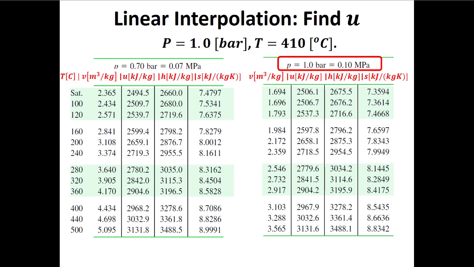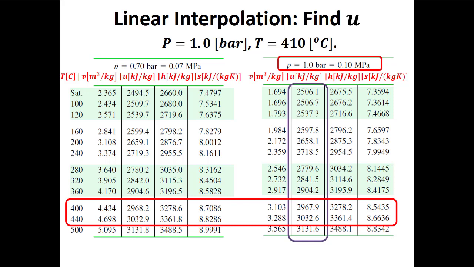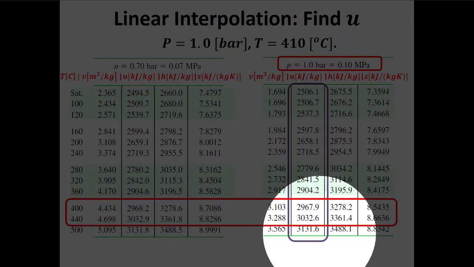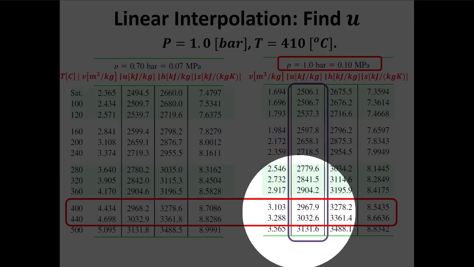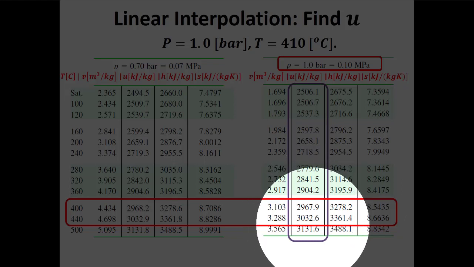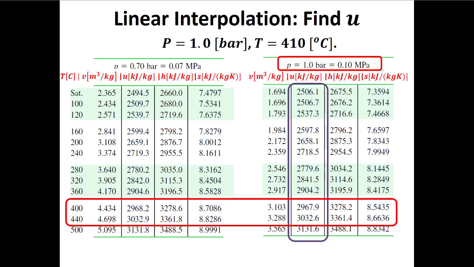So again, I find my subtable that has the pressure that I'm looking for. I know I'm looking for specific internal energy, which here is circled in purple. And then I know I'm somewhere between 400 degrees and 440 degrees, which means my specific internal energy is somewhere between this minimum value, 2,967.9 kilojoules per kilogram, and this maximum value, 3,032.6 kilojoules per kilogram. So I know I'm somewhere in between these numbers.